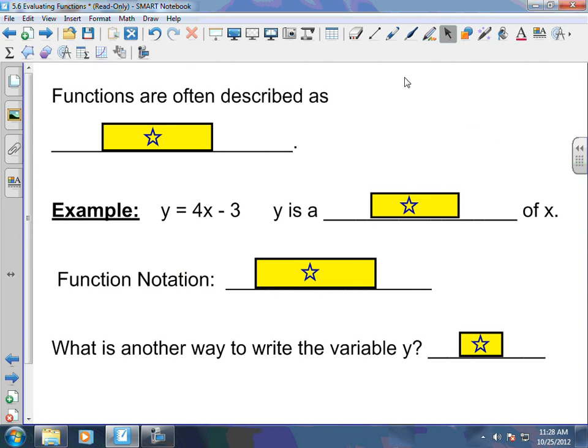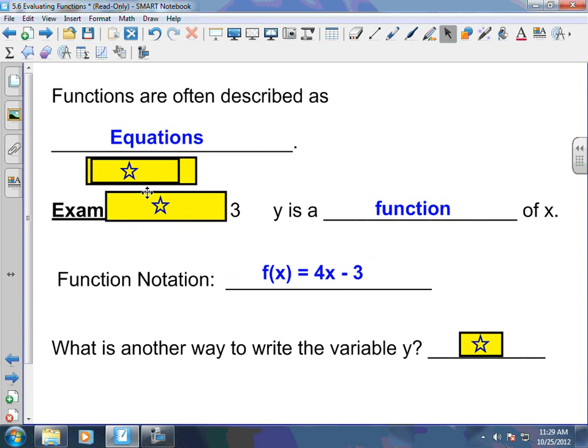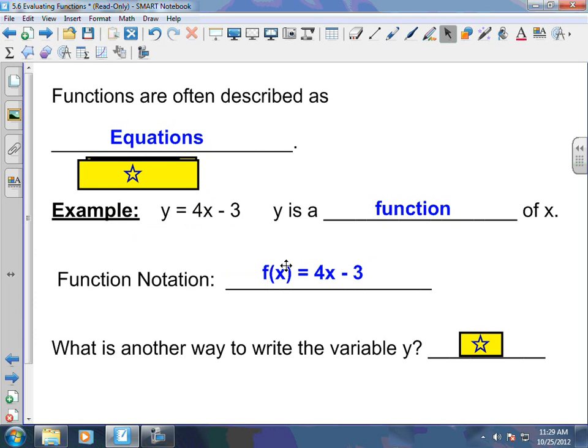Okay, today's lesson is extremely easy. Functions are often described as equations. Y equals 4x minus 3. Y is a function of x because your y depends on your x. Function notation. Instead of writing y, I'm going to write f of x. F of x and y are the same thing. What's another way to write the variable y? F of x. Okay?